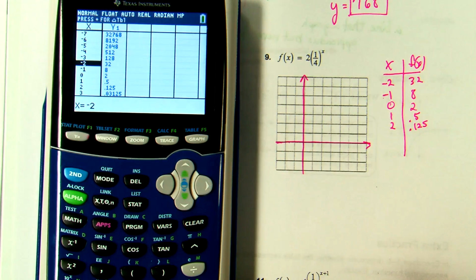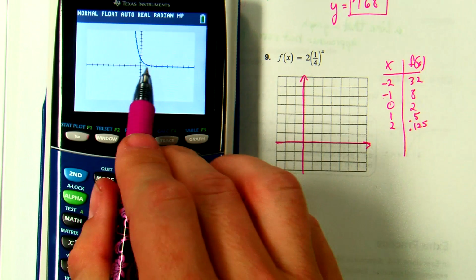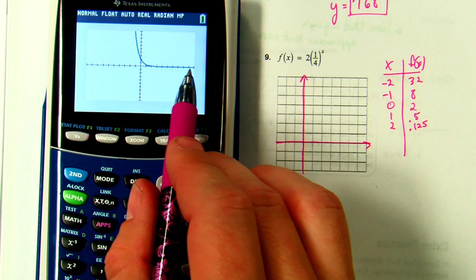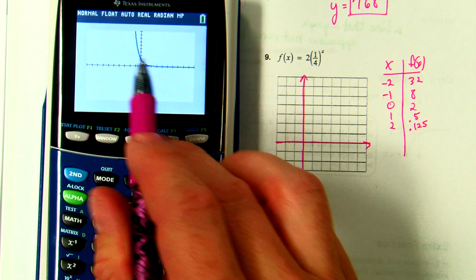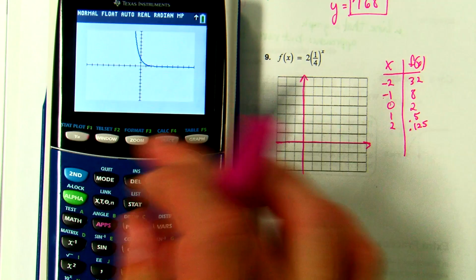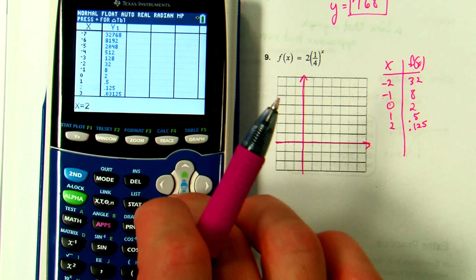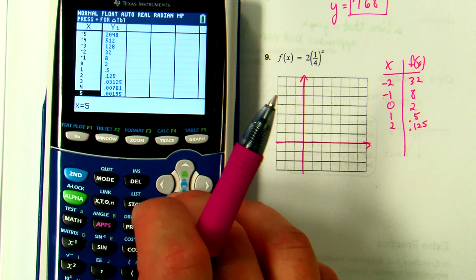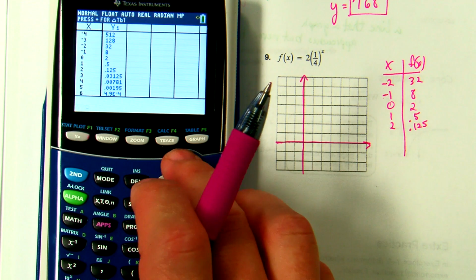It's going to get smaller, as the graph shows, but it's never going to touch the x-axis. It'll never actually be 0. It's just going to continue to get smaller and smaller and smaller. And you can see that on the graph here if I go down a few more. That's just getting smaller and smaller.